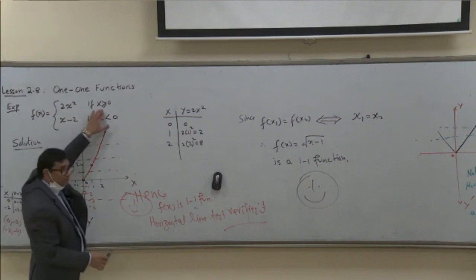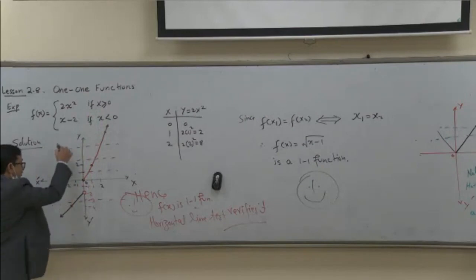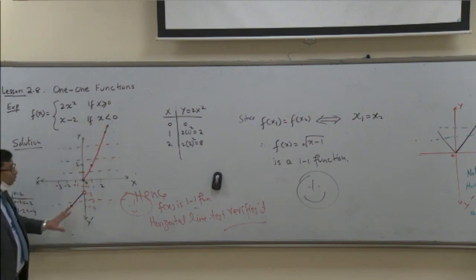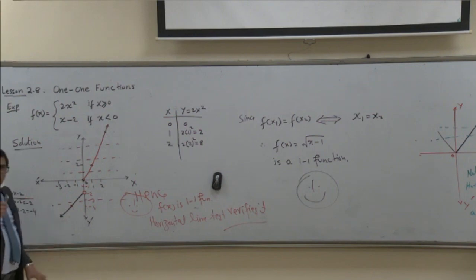So why is he putting the restriction over here? If one part comes over this side, and you apply the vertical line test, it will not be a function. If it is not a function, then there is no question of a 1, 1 function. So he is imposing the restriction. First, it should be a function. It is a function. Okay.